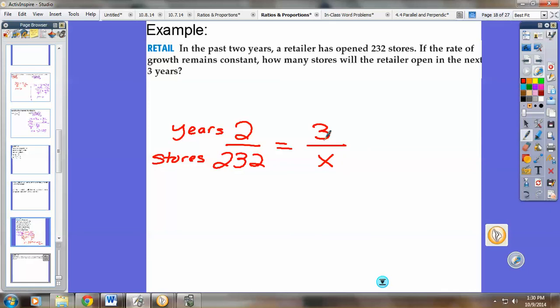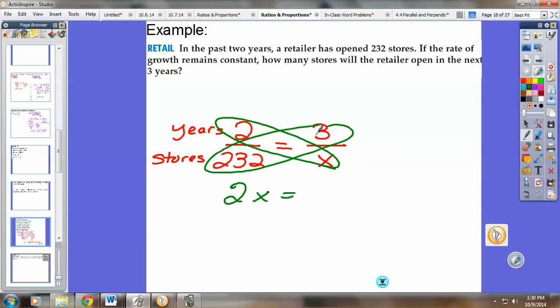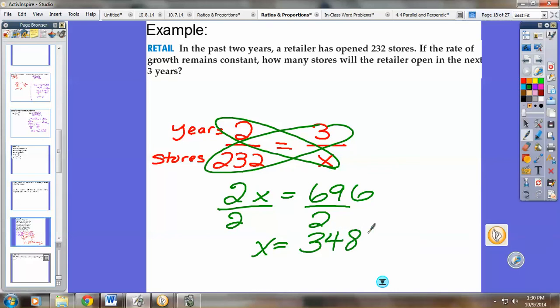Let's cross multiply to solve. 2 times x is 2x, and 3 times 232, 696. We can solve by dividing by 2. 348 stores is correct. Be sure to label your units.